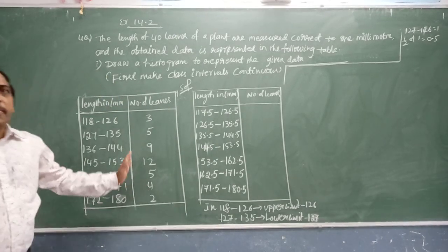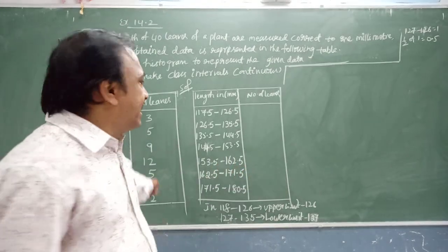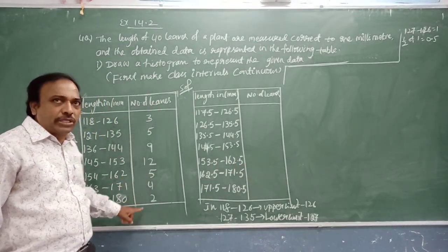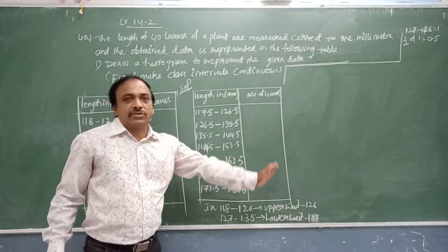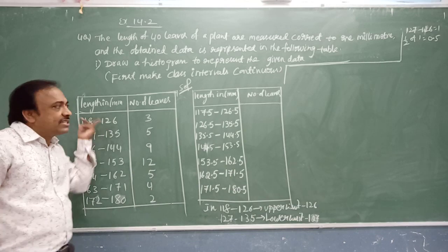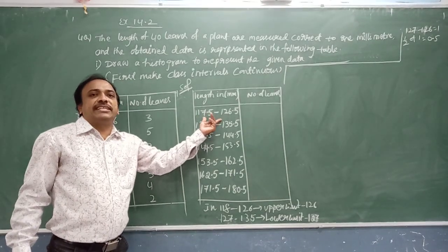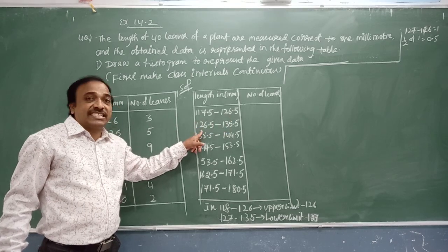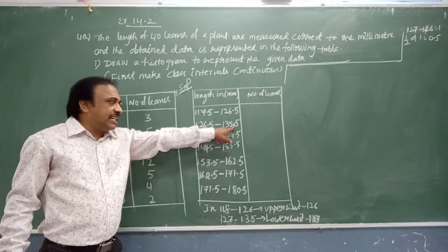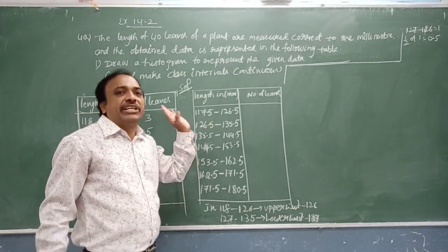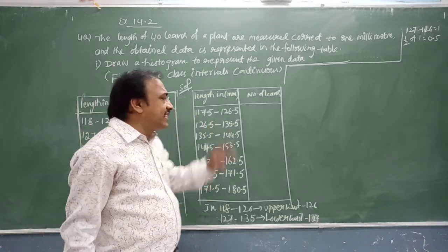The corresponding frequencies, as they are, we have to write. The corresponding frequencies are 3, 5, 9, 12, 5, 4, 2. This is the discontinuous data class intervals, and these are the continuous data class intervals. You see now, the upper limit and the lower limit of the succeeding class interval are the same. This is the continuous group frequency table.